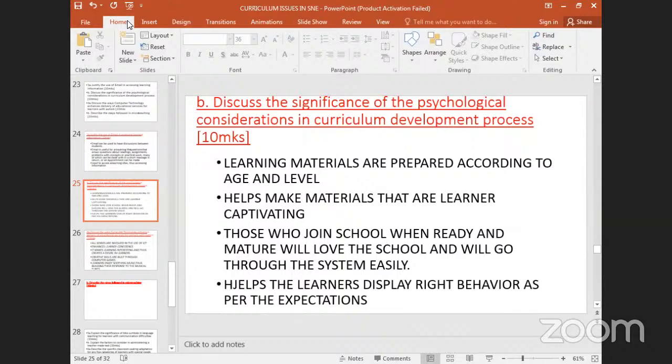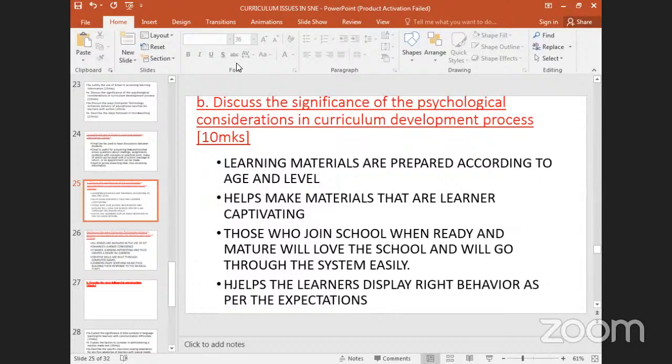That makes the learner's interest a priority. And those who join school when ready, this point now addresses the issue of maturity, the school readiness and maturity. It is addressed here that those who join school when ready and mature will love the school and they will go through the system easily.